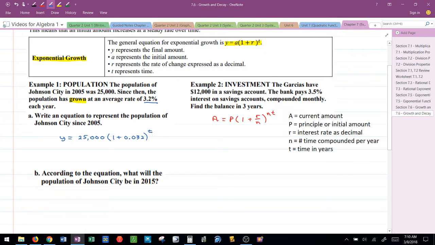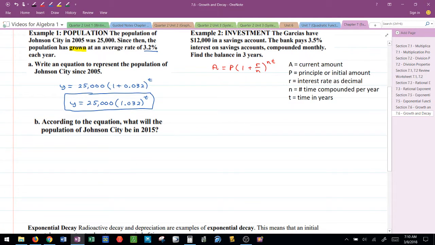And the reason why I'm going to leave it as a variable t is I don't know how many years they want me to make the prediction. It could be 5, it could be 10, it could be 7, it could be 100. I don't know. So I'm going to clean this equation up, and I get y equals 25,000 times 1.032 raised to the t power. And this equation is the equation that represents the exponential growth of Johnson City.